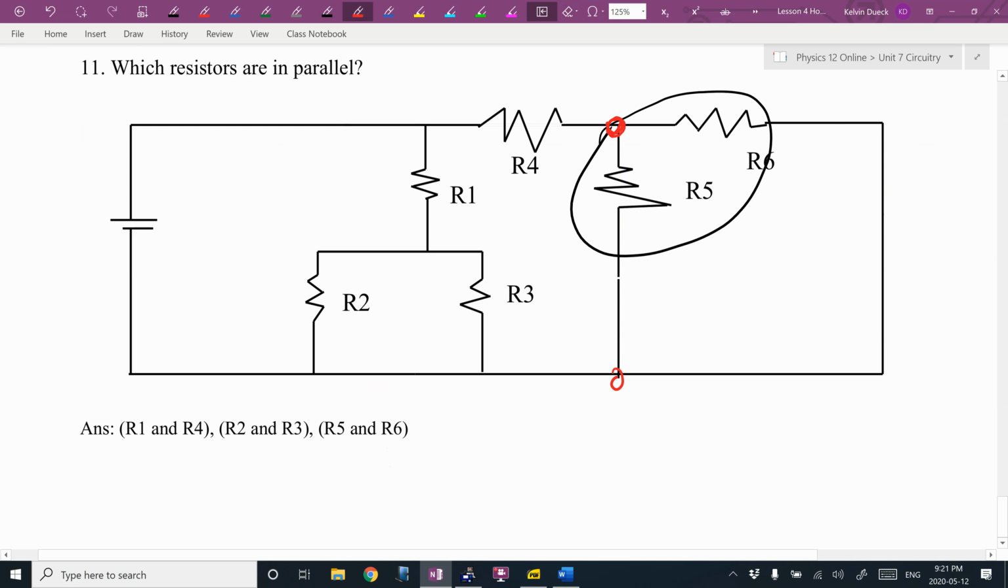Okay? What else is in parallel? These two are not in parallel because although the skiers split up, they don't meet up at the bottom of these two until way down here, and there's other stuff in there. However, these two are in parallel because the skiers go this way or this way, they split up, and they all meet up at the bottom. So if this was 12 volts, this would be 12 volts.